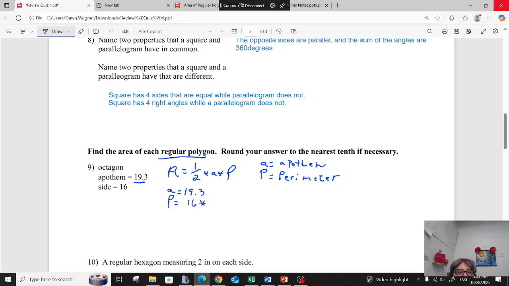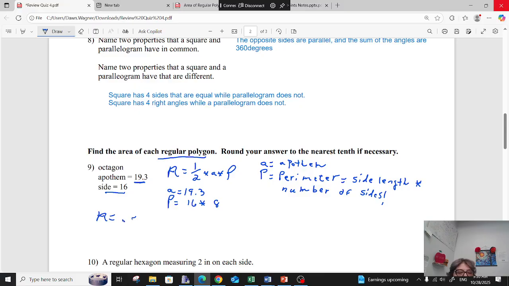16 times 8. It's the side length times the number of sides, right? Side length times number of sides. Make sense? Doesn't make sense? Makes sense? So now I can plug it all in. Plug it in, plug it in.